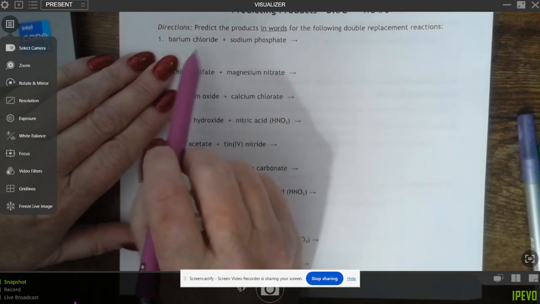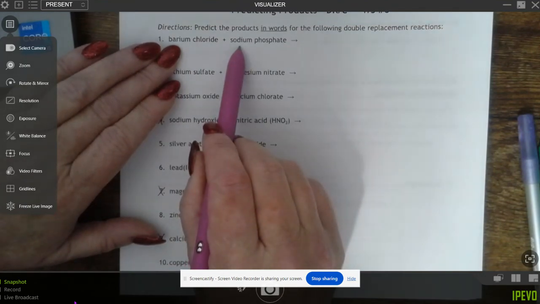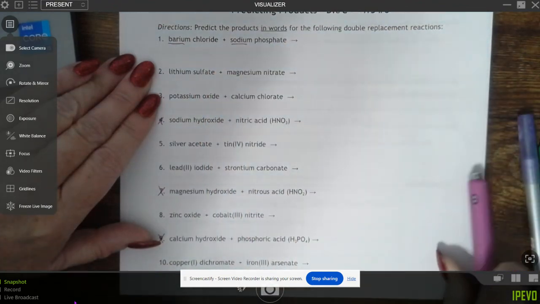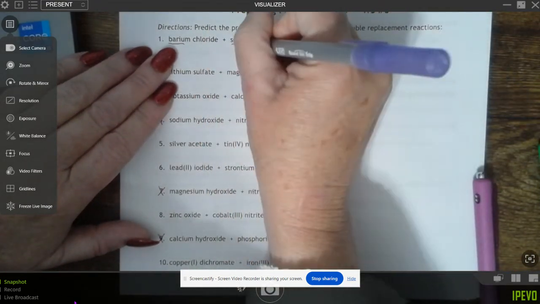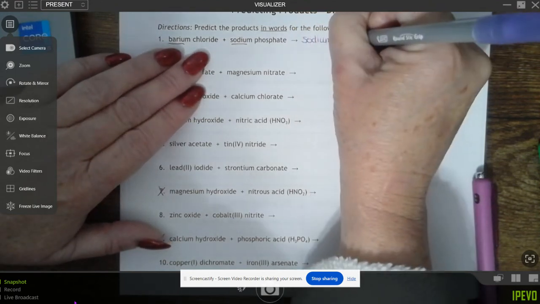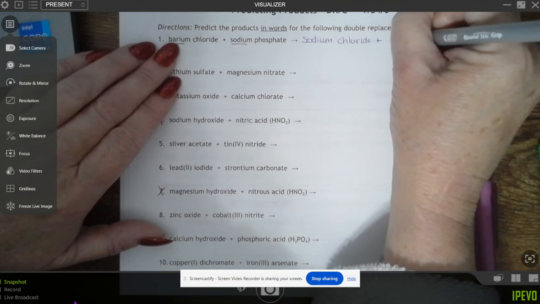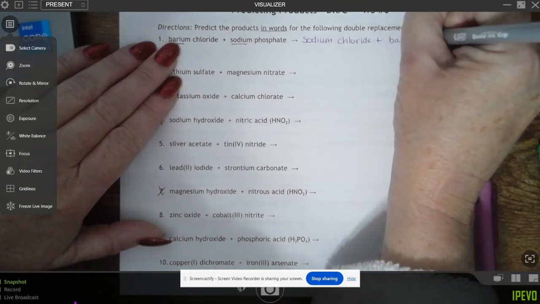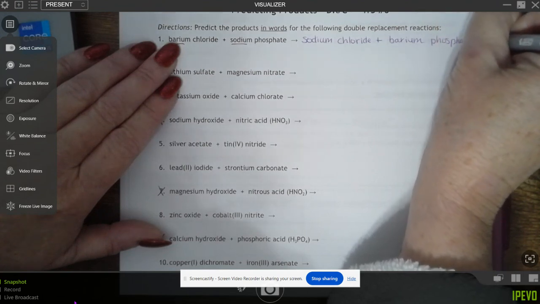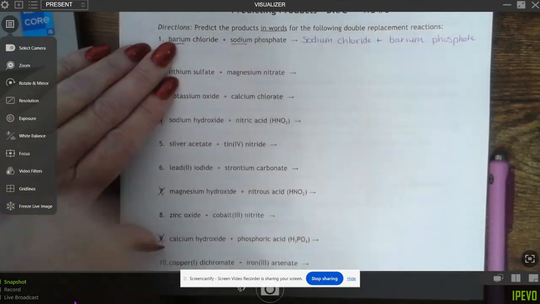All right. So we're going to write the word equations, okay? And to do that, you're just going to switch. So in this case, I'm going to switch barium with sodium, okay? So what that comes out to be is I'm going to have sodium chloride plus barium phosphate. Okay, so you're just switching the metals, okay?